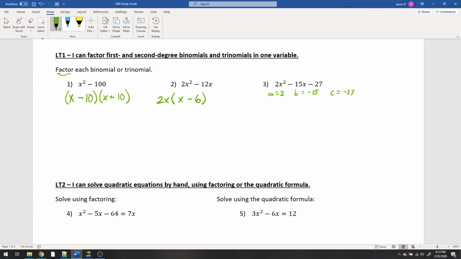The first step is that we want to multiply A times C. That's going to be 2 times negative 27. That's going to be a pretty big number, actually. Equals negative 54. And from this negative 54, we've got to find 2 things that multiply together to make negative 54 and also add together to create the B value, which is negative 15. And that's not super easy to do. So I'm going to cheat a little bit and I'm going to use Desmos.